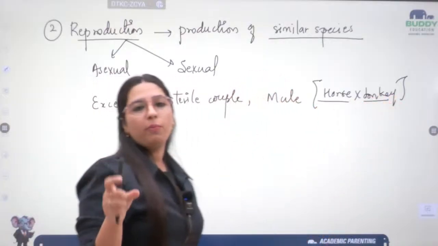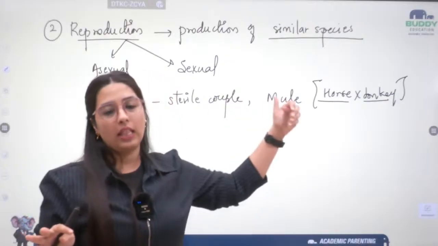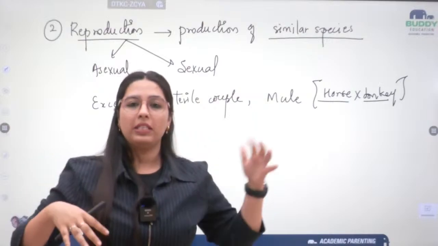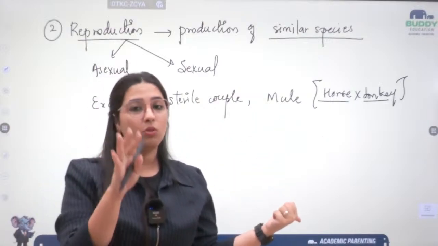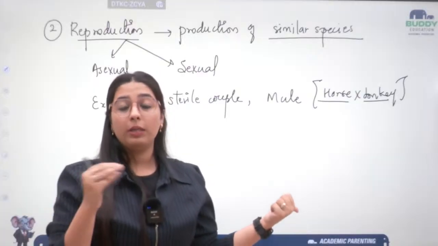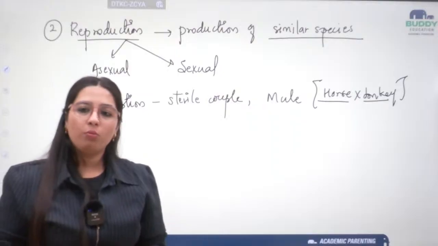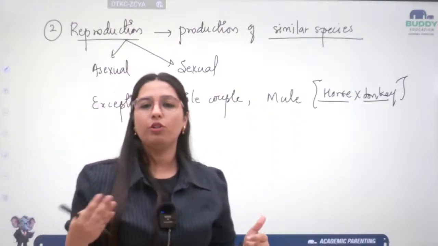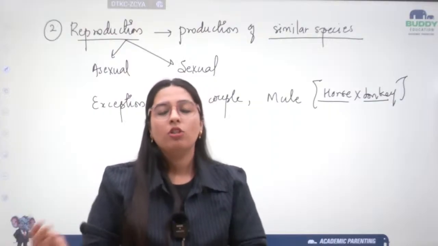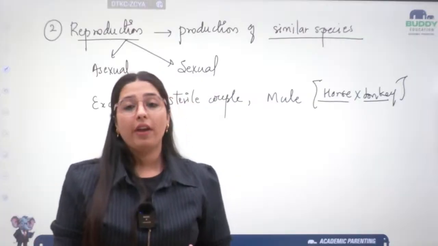So that's why we have produced one species, that is what we wanted, the speed of horse and the working capacity of donkey. We have produced mule for that. But the thing is, mules are not reproductive, they cannot reproduce, they are sterile. If I want to produce more mules, I have to crossbreed again horse and donkey. I cannot produce mules from mules, so they are sterile. So that's where we cannot say that this reproduction is the defining feature.